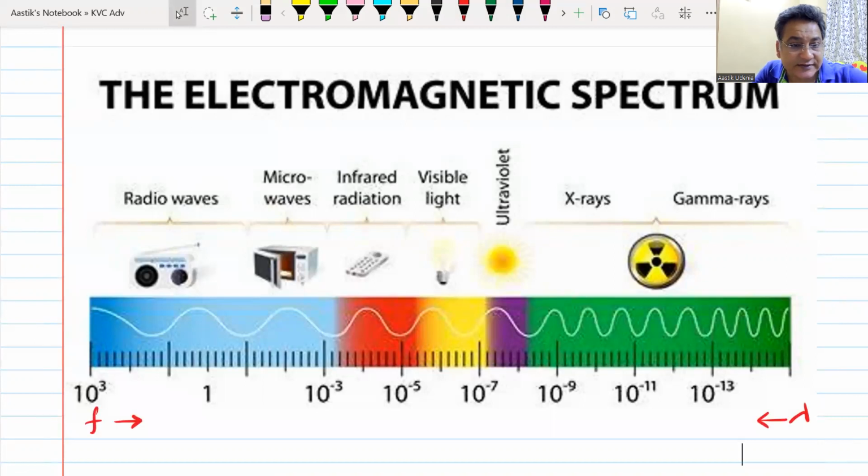Do you understand this? Yes, sir. So, what do you understand by X-rays then? Frequency is increasing. What are X-rays?